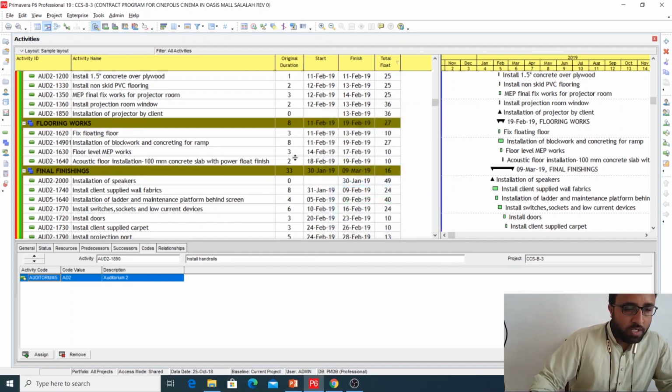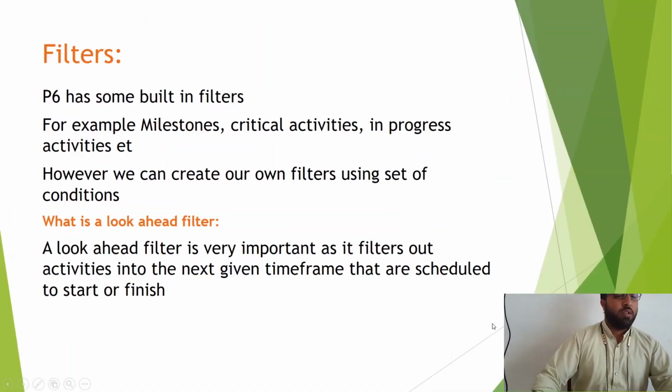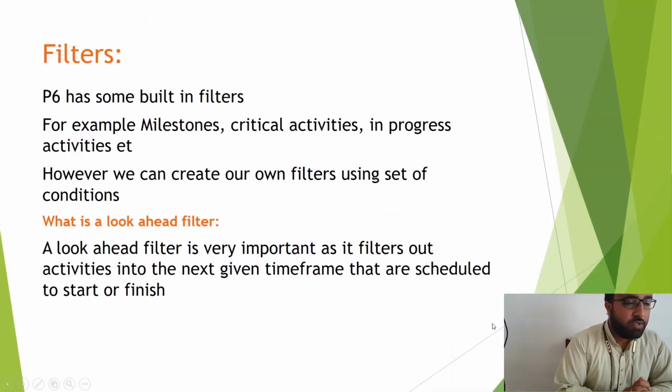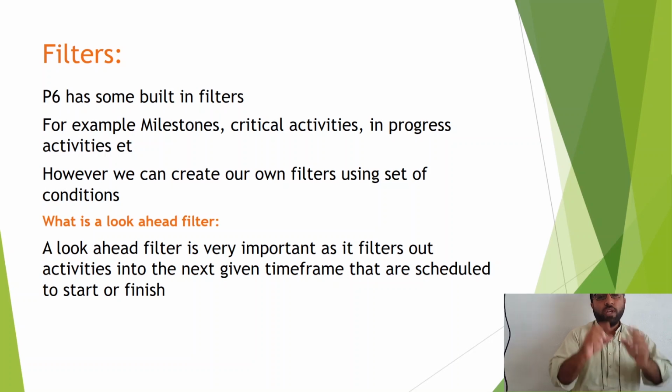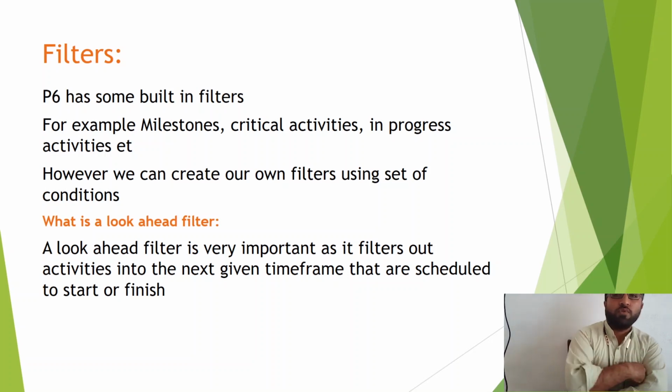So now let's see how to apply the filters. P6 has some built-in filters, for example milestones, critical activities, in progress activities, etc. However, we can create our own filter using a set of conditions. So what is the filter? Now we have created the activity coding, so we can use the filters using those activity codes to filter specific activities. I will show you after this.